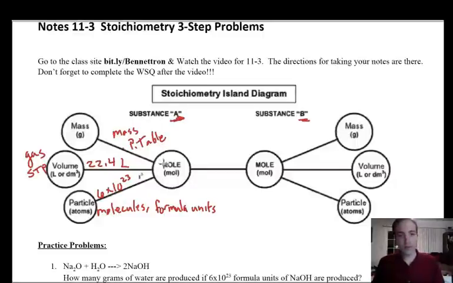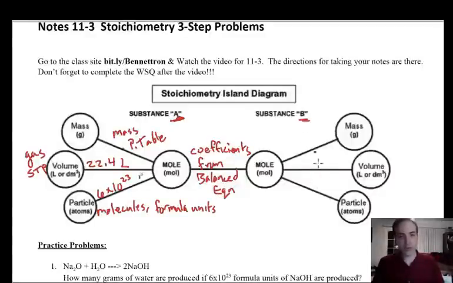And then finally, to get from substance A to substance B, you would just need the coefficients from the balanced equation, right? And so if you have your balanced equation, you look up the coefficients of substance A and substance B, and you're good to go. You can do the conversion.